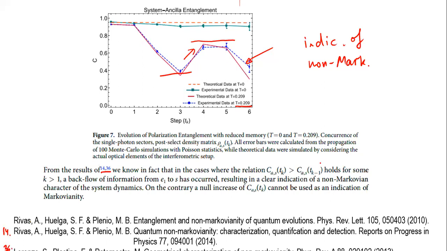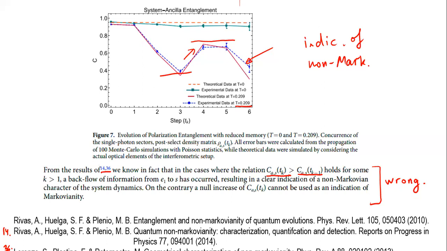These papers deal with trace preserving maps. So the results that an increase in the entanglement measure, concurrence here, indicates non-Markovianity are valid only for trace preserving maps. But in our case, we deal with trace decreasing maps. So my claim is that this approach is wrong, and it cannot actually be used to justify the data presented in the paper.